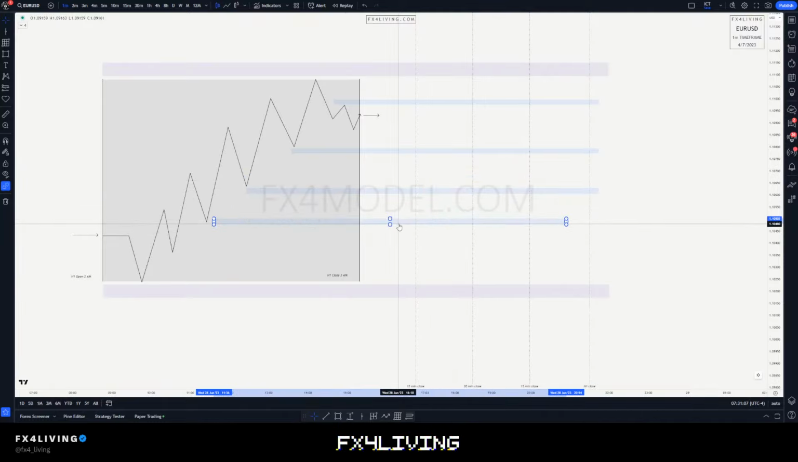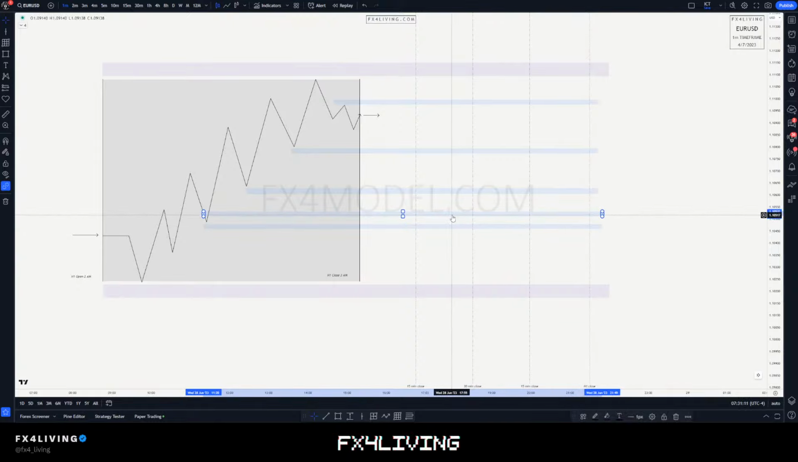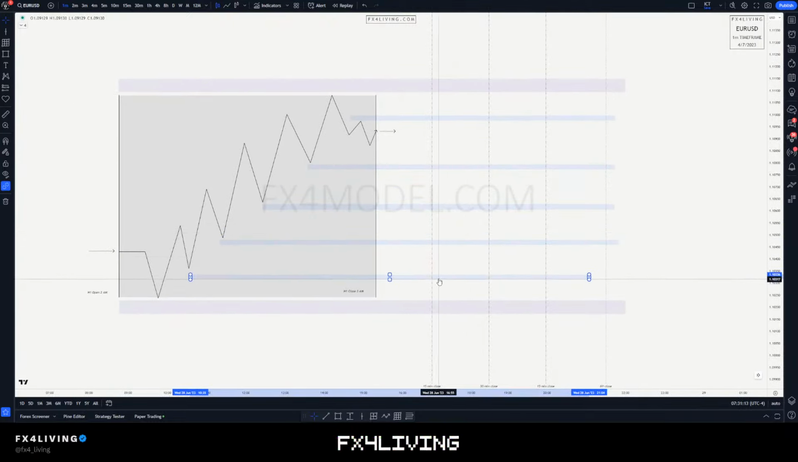This looks like retail stuff. Damn. Support and resistance, guys. No, but this is it. Okay, so let's say we want to be out before the 1 hour close.